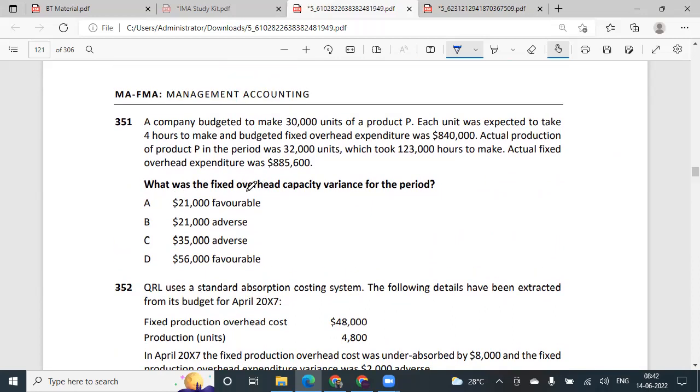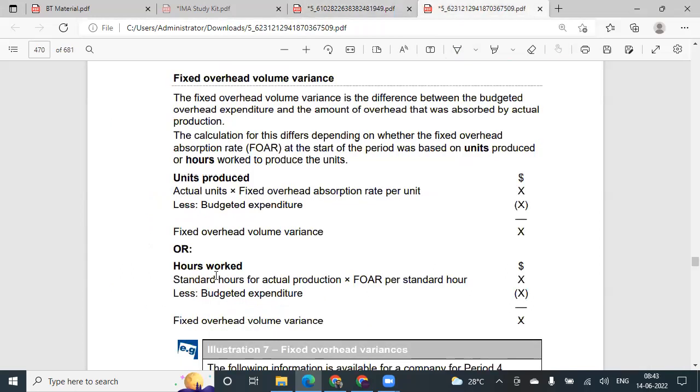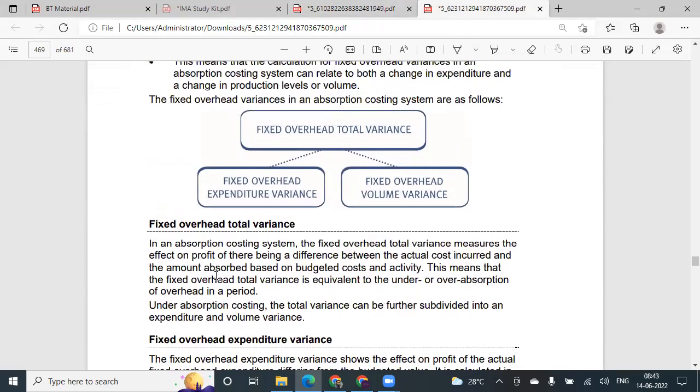What was the fixed overhead capacity variance for the period? Now, fixed overhead capacity variance for the period is the question. अब यहाँ पे let's read the question now. मतलब first requirement पढ़ लिया हमने. We understood what is capacity variance. Again here.